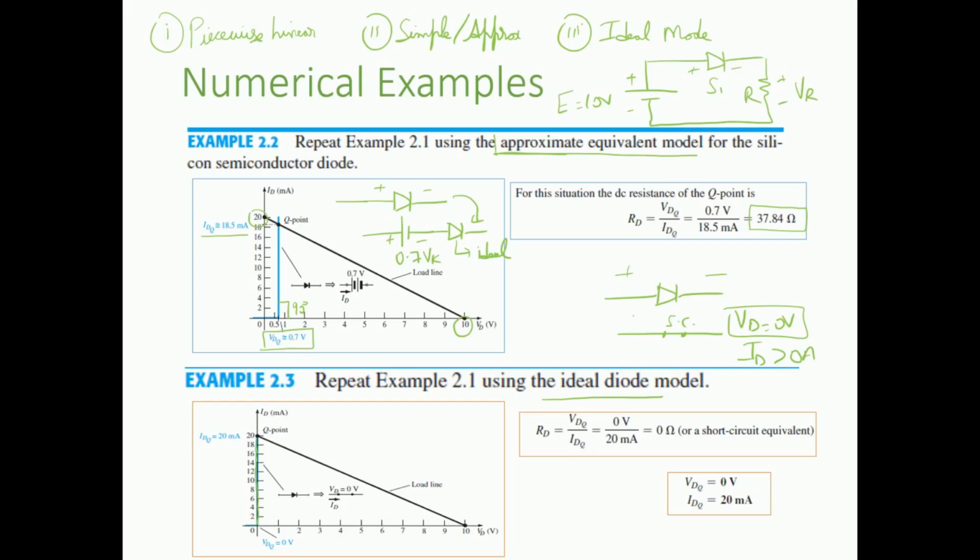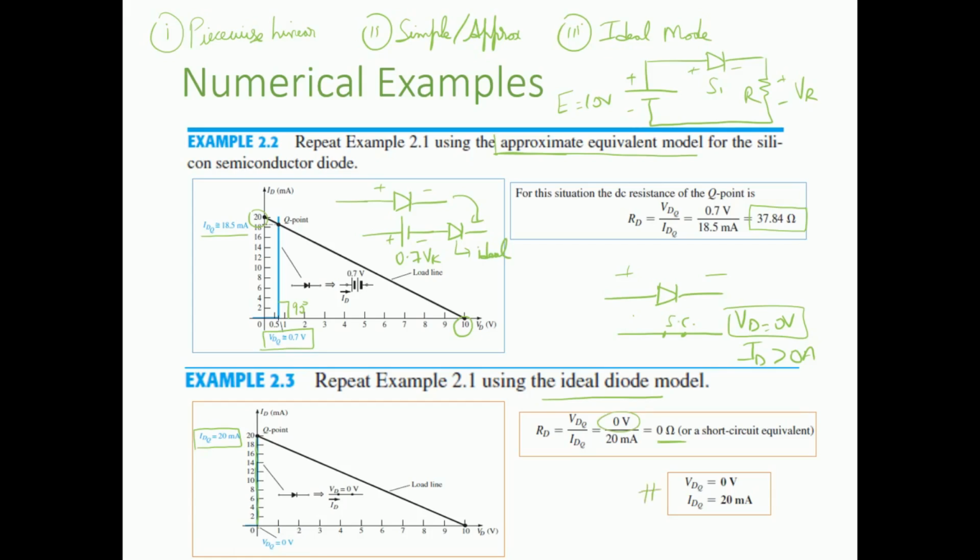The only thing is that the Q point is going to change because previously it was intersecting with the blue curve after a rise of 0.7. Now the current is at 0 volts, a maximum value. So the Q point or the IDQ point is going to be at 20 milliamps and the voltage VDQ is going to be at 0 volt. Thus our resistance is now going to be nothing because the voltage in a short circuit equals 0.